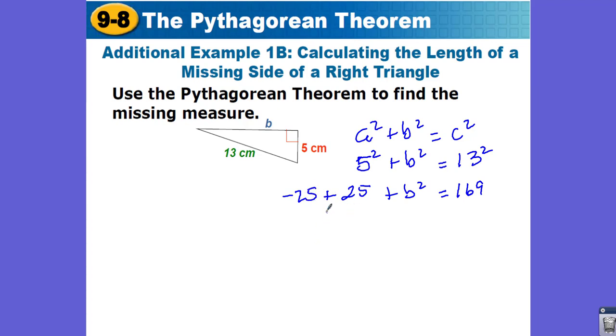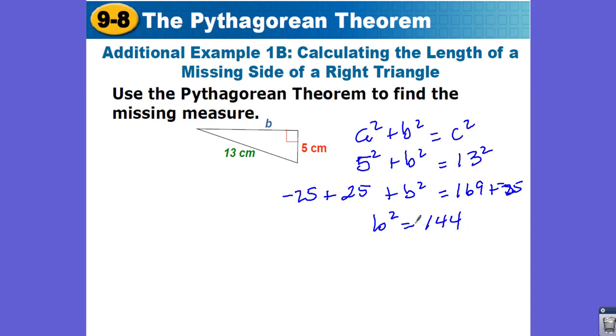And we've learned that whatever we do to one side of an equation, we must do to the other. So I'm going to add the same negative 25 on this side. Okay, so when I do that, these 25s will cancel out, and we're left with b squared on the left. And then 169 plus negative 25, or 169 minus 25, because our signs are different, is 144.